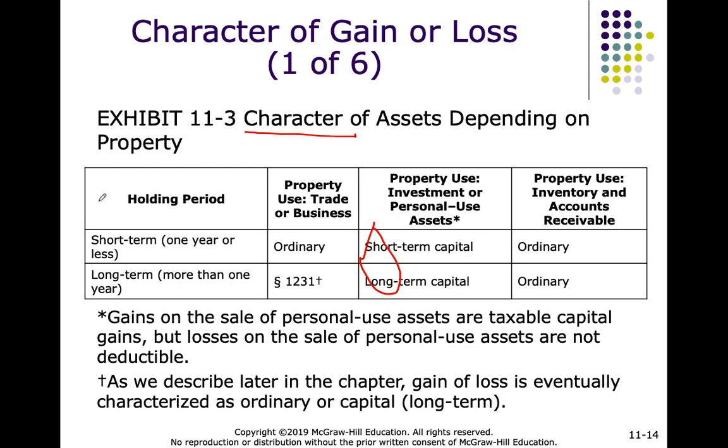If we have a long-term asset, meaning held more than 1 year, and it was used for trade or business, then we have a 1231 property, and we're going to cover this a little later. So if we have an investment property, then we have long-term capital gain. And so investment property is known as Section 1221.